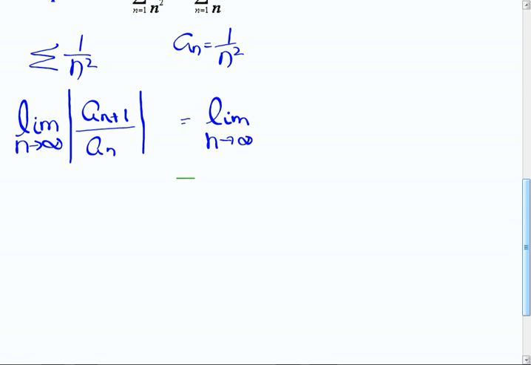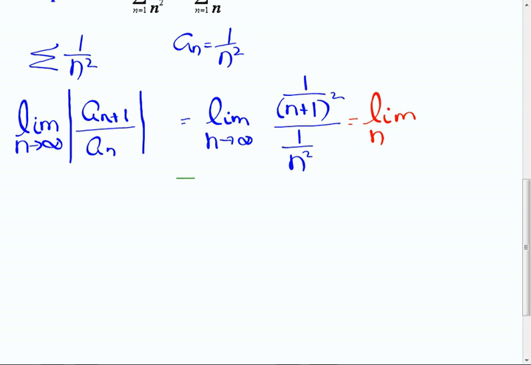What is n plus 1? It's 1 over n plus 1 squared. Now, why can't I get rid of the absolute value? Because those are positive anyway, right? However you want to do it, this is equal to the limit, because I just look at it, of n squared over n plus 1 squared. What is that limit? It's 1. So the ratio test fails.